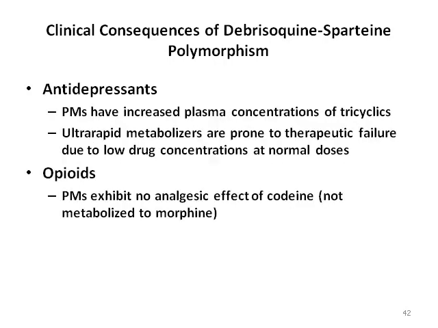On slide 65, antidepressants, we have increased plasma concentrations of some of the tricyclics, and then the ultra-rapid metabolizers will metabolize the drug too quickly. Opioids, basically if you have a slow metabolizer, what will happen is that you do not convert codeine to morphine, so you have no analgesic effect because of poor metabolism.